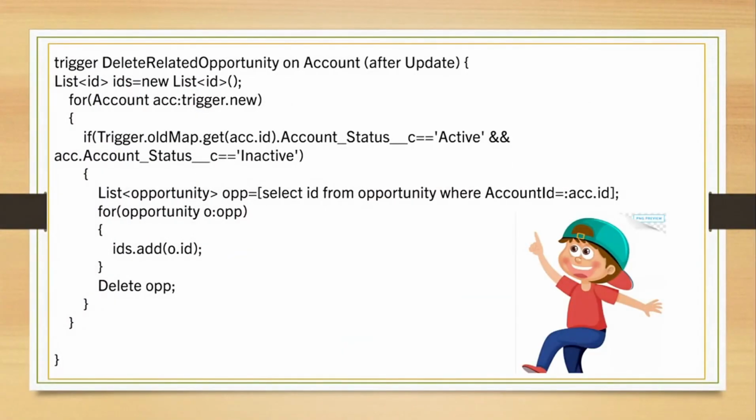Here is the solution: a trigger, delete deleted opportunity, on Account after update. Create a list of IDs and a for loop for the account in Trigger.new. If Trigger.oldMap.get(acc.Id) status is active and the new status is inactive, then get all the related opportunities. After that you can delete those opportunities. Here you can refer to the code.